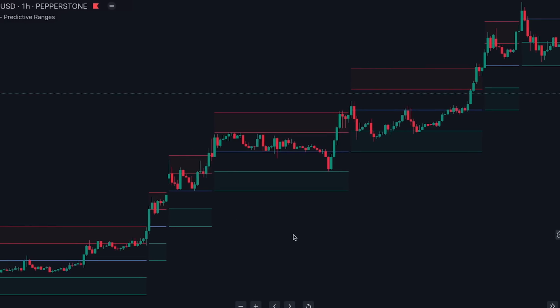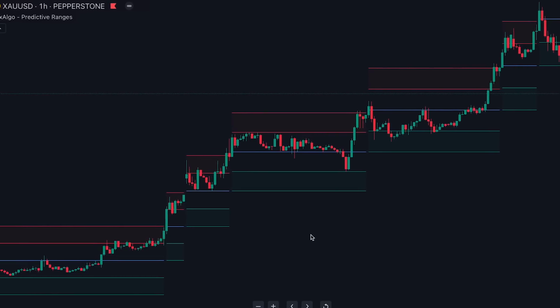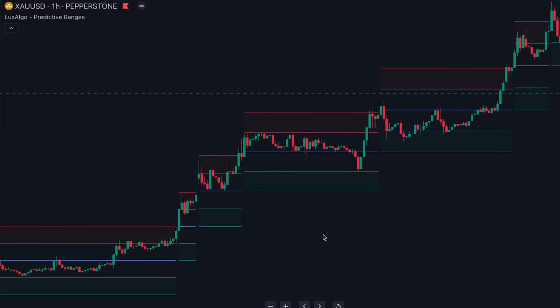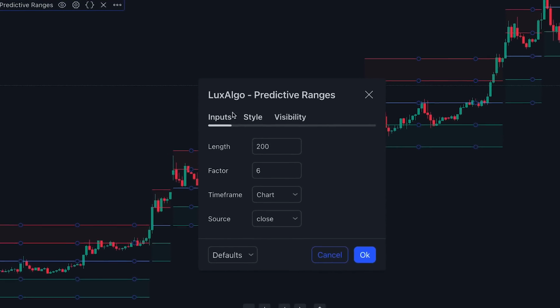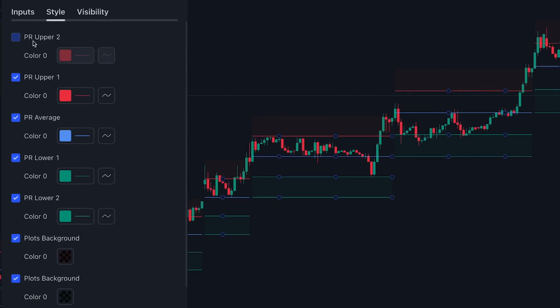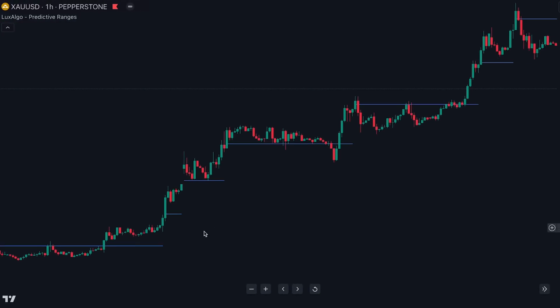If you happen to only care about the trending direction based on the direction the ranges are being broken in, we can go ahead and go to the Style tab and disable all options except the PR average, and now you have a semi-trend detection tool as well.